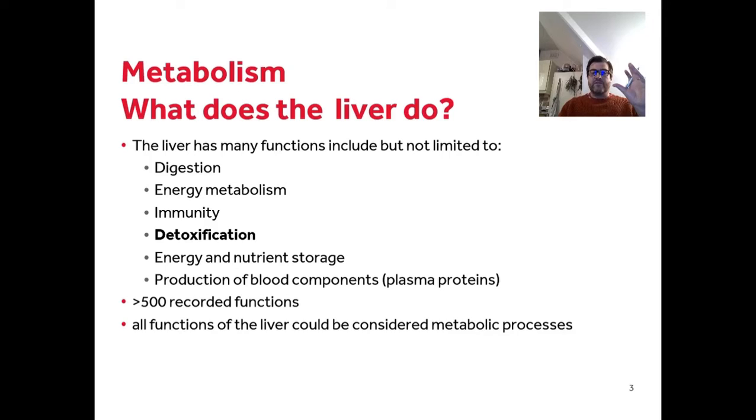It is also involved in energy and nutrient storage and production of various components of the blood plasma, particularly the plasma proteins. So in fact, it's a highly metabolically active organ. It has over 500 recorded functions, and you could consider all functions of the liver to be metabolic processes.